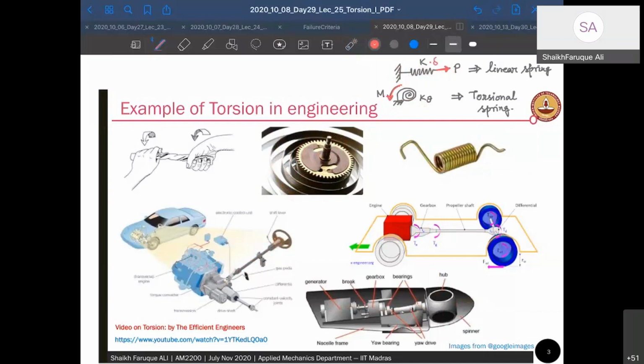We also use torsion in our everyday life to take care of wet clothes. You want to drain water away from wet clothes, you just use a torsional mechanism to do that. So these are various applications. There are many applications of torsion. A few of them are here.